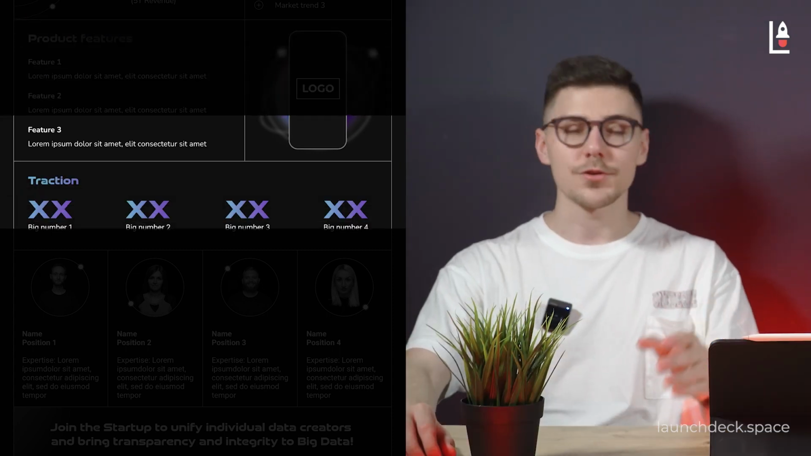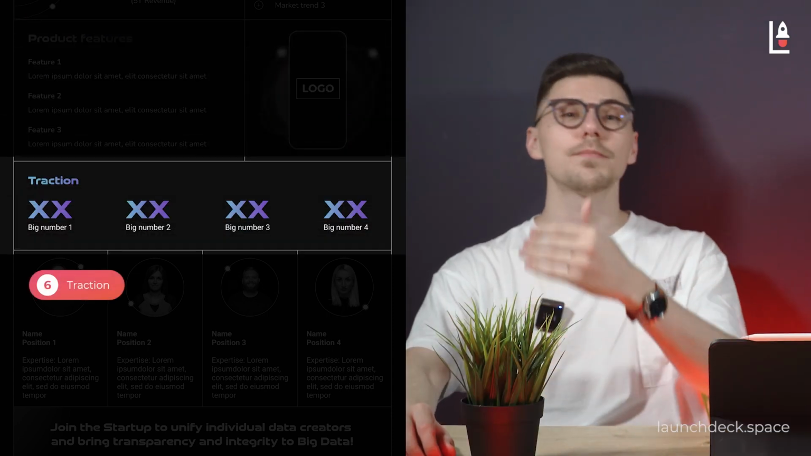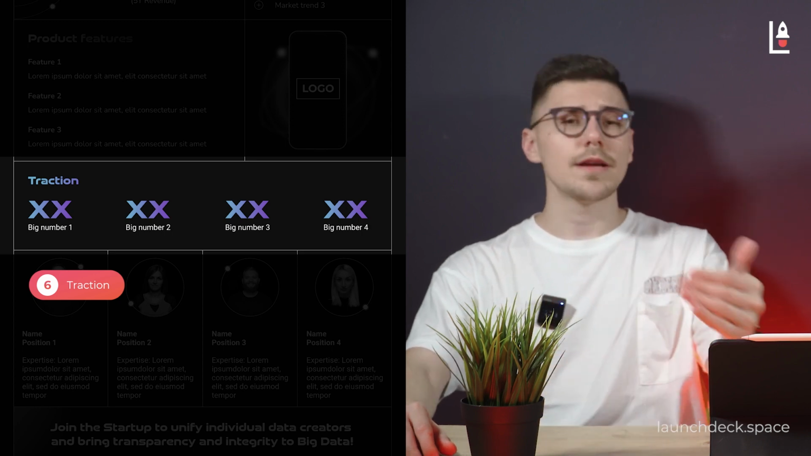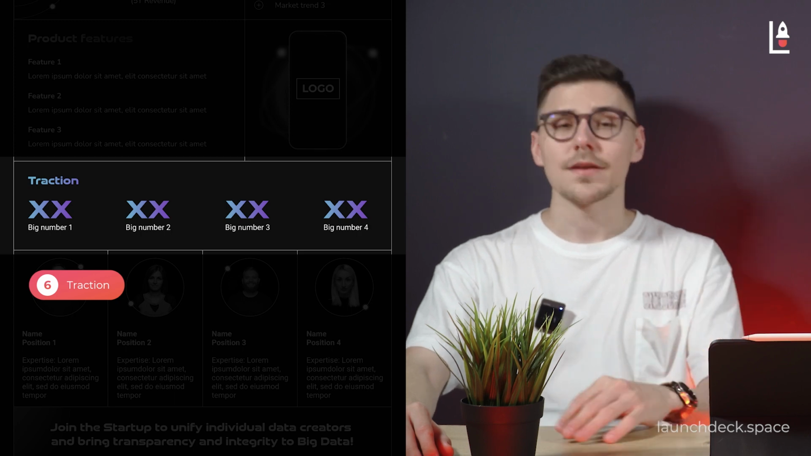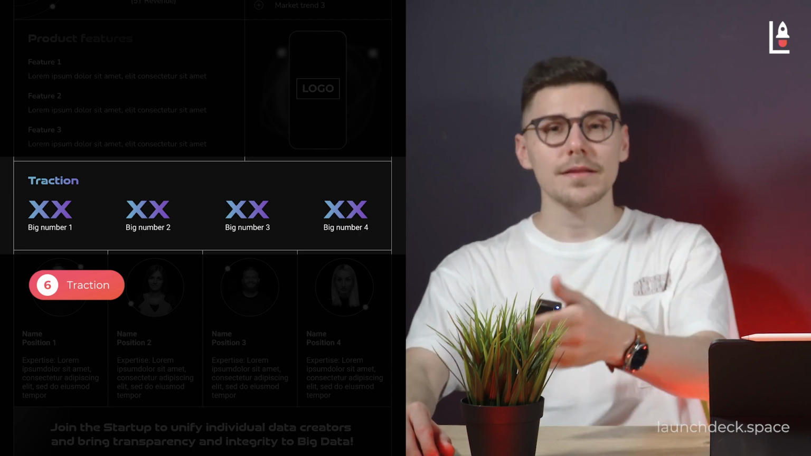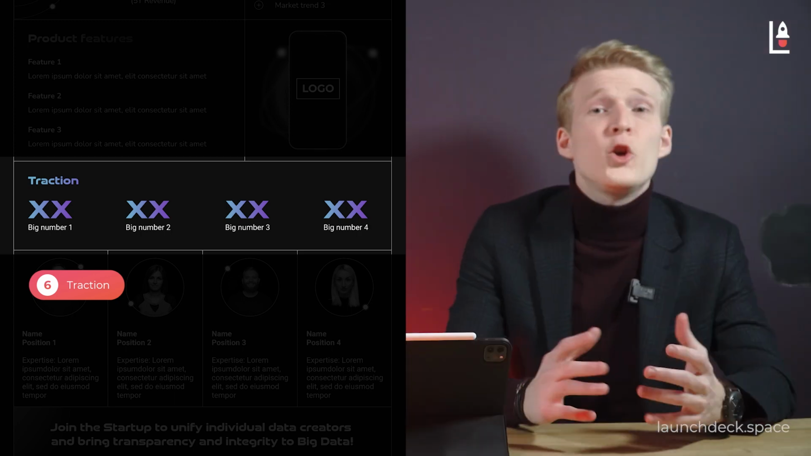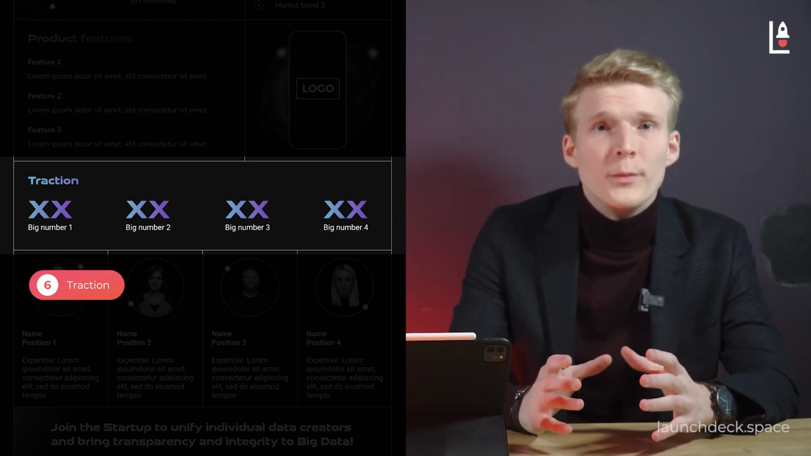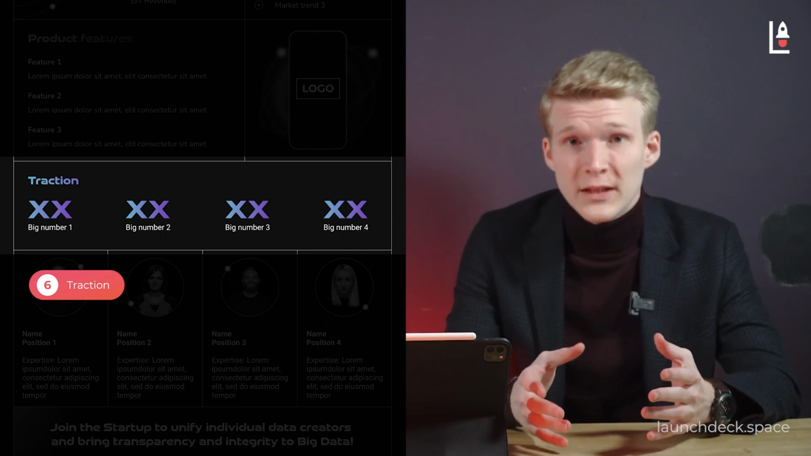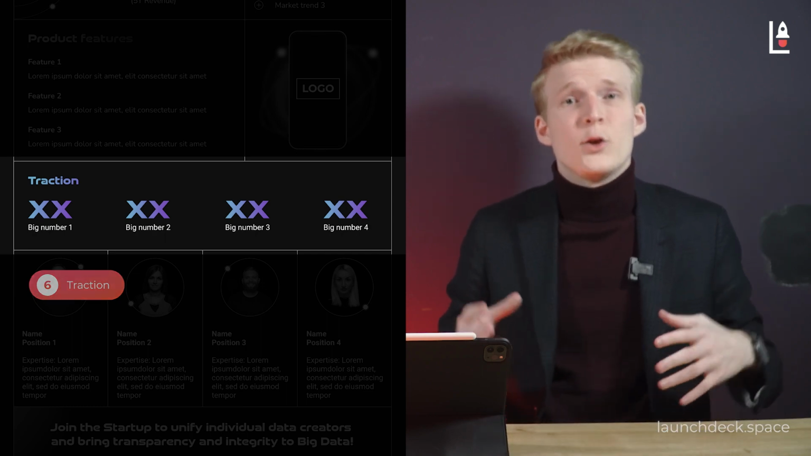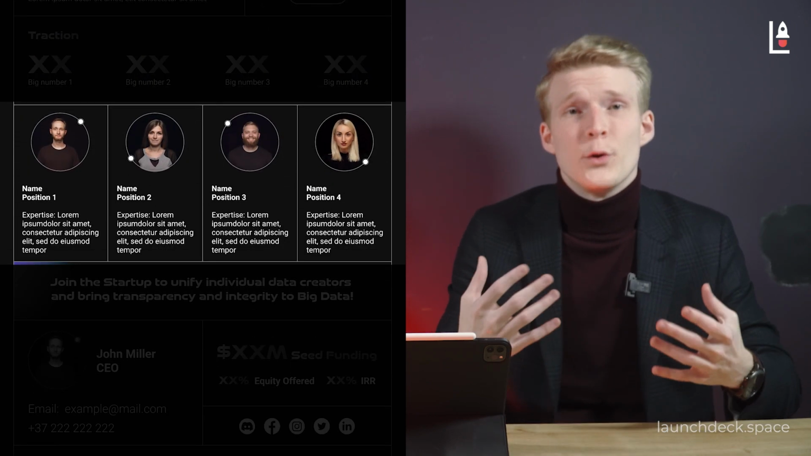On step 6, you should show your traction or proof of concept. This should include 3 to 5 quantifiable results of your project, for example, signups, user base, funding, partnerships, or media coverage. This should be enough to form a trust bond between you and your potential investor, as well as showing your product market fit.